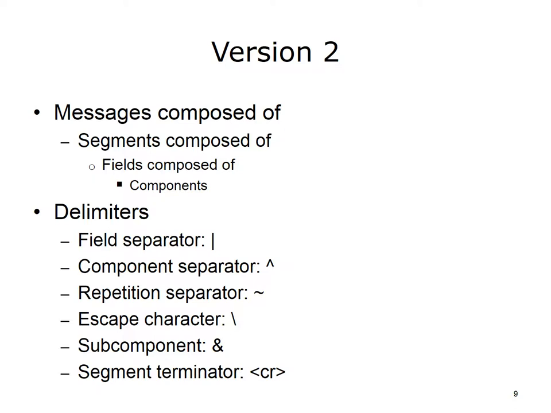There are messages for specific events. The HL7 V2 messages are hierarchical, starting with the message composed of segments. The segments in turn are composed of data fields, which in turn are composed of components, which are further subdivided into subcomponents. This construct was delimited by a defined set of delimiters. The data fields were separated by the pipe, components were separated by the caret or up arrow, and subcomponents by the ampersand. The tilde was used as the repetition separator.